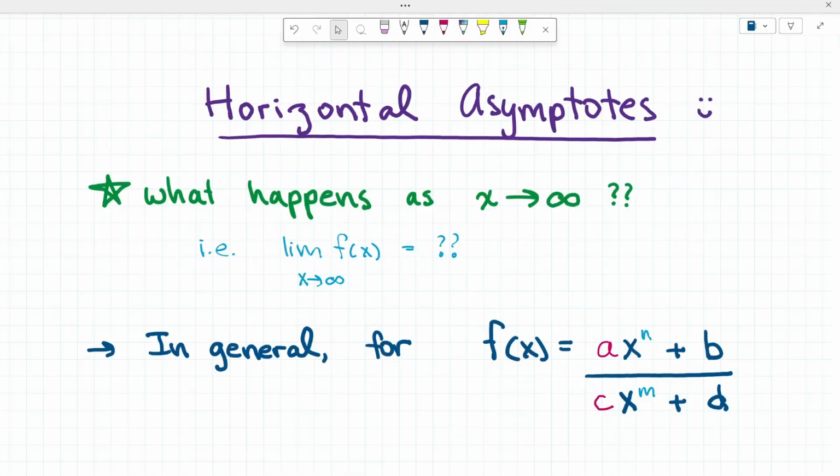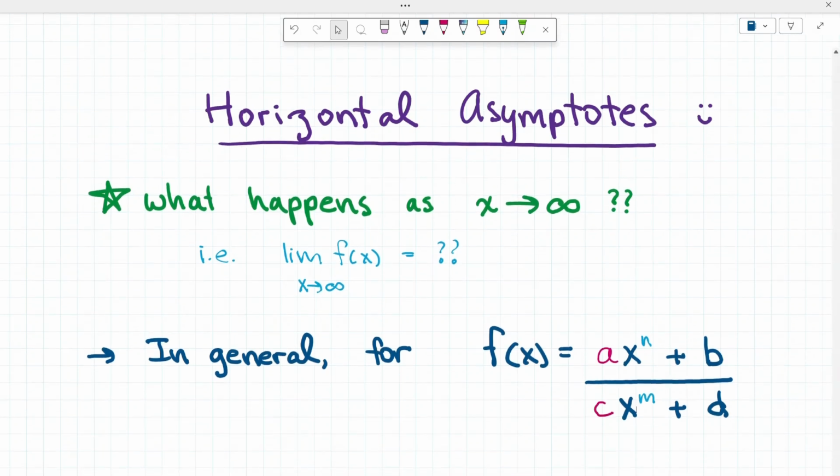So horizontal asymptotes are always a bit of a mystery when we're looking at rational functions. And today I'm going to show you 3 cases, and it's going to be foolproof so that no matter what function you have, you can find its horizontal asymptote.